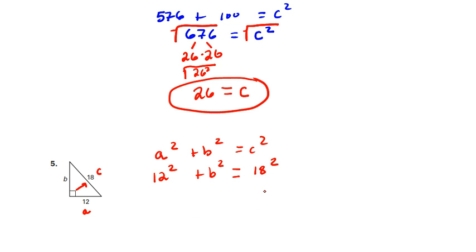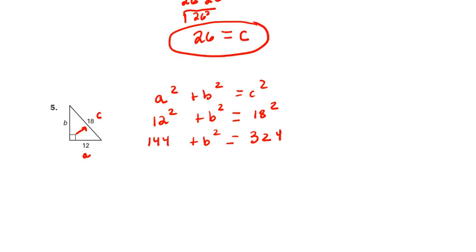Again, I need to deal with my squaring before I add or subtract or do anything else. So 12 squared is 144 plus b squared equals 324. Now, my goal is to get b by itself, so I'm going to subtract 144 from both sides. And I end up with b squared, because these cancel out, equals 180.